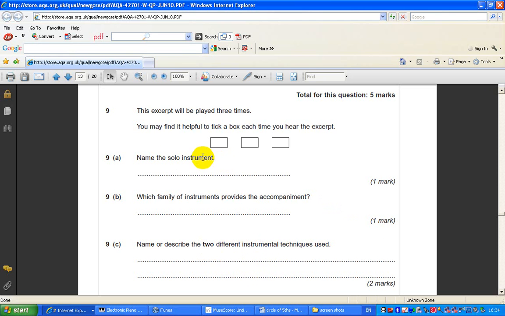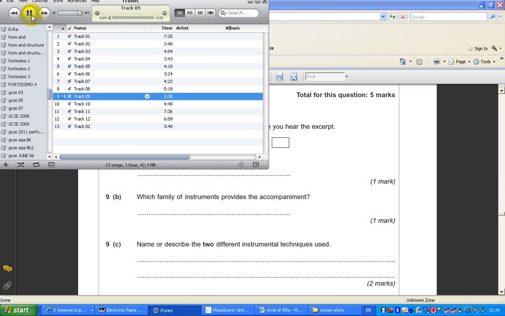We can possibly go for question A first, and obviously then which family of instrument provides the accompaniment. So identify the solo instrument and which family is accompanying. Here we go. Here is the excerpt for the first time.